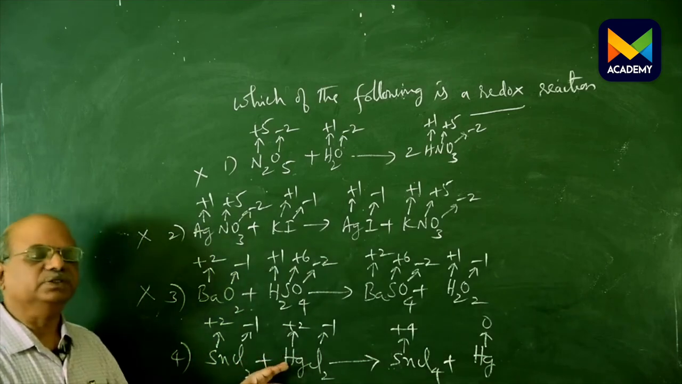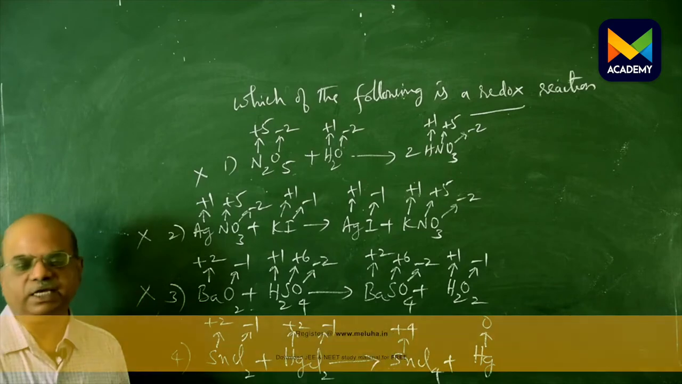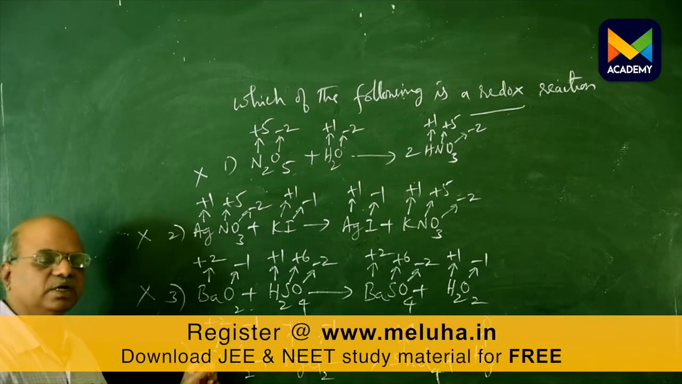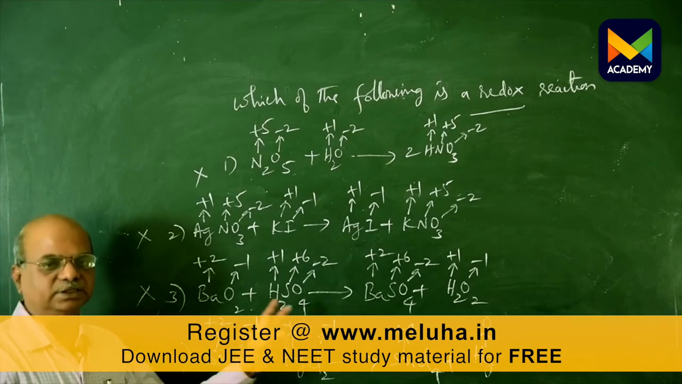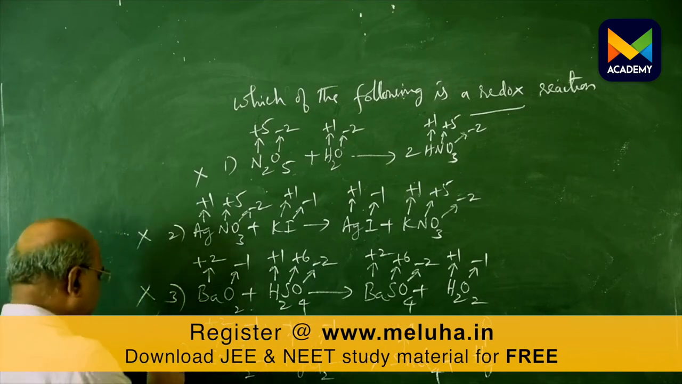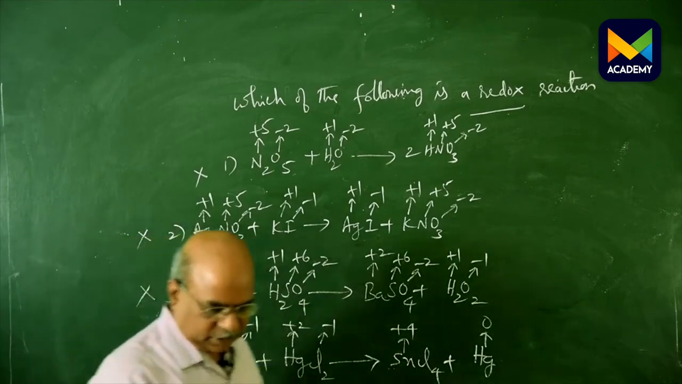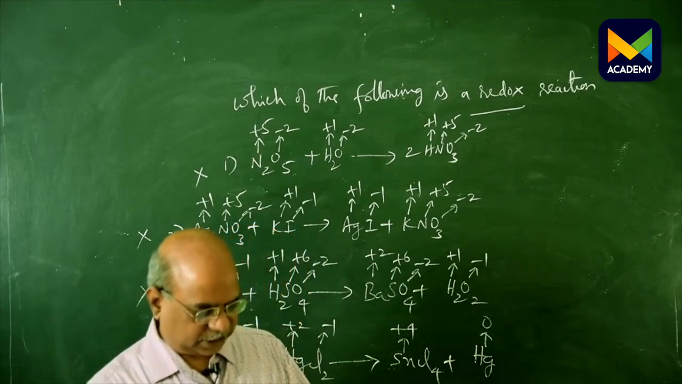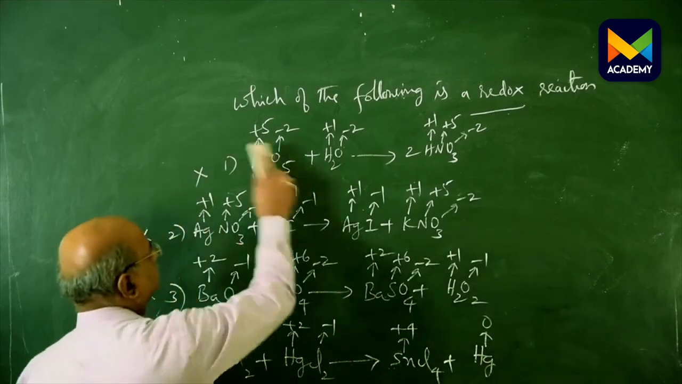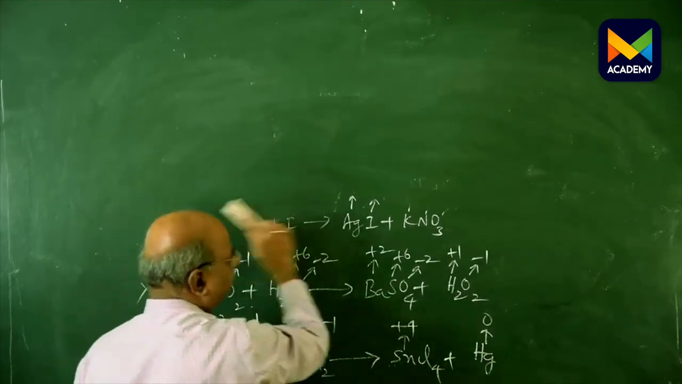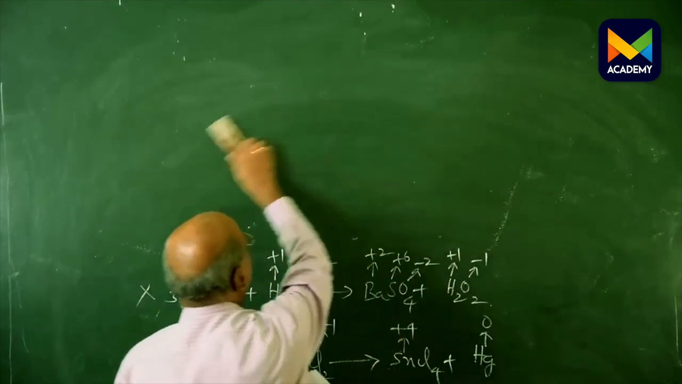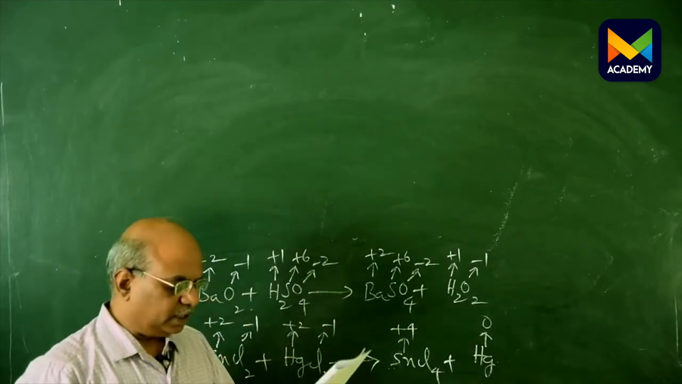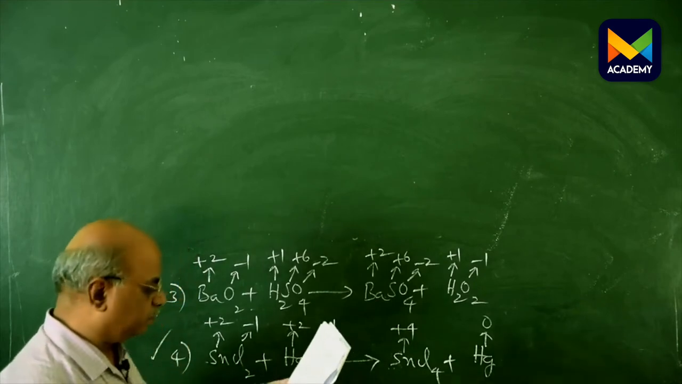Mercury chloride from plus 2 condition to 0. Therefore it is undergoing reduction and acting as oxidizing agent. Stannous chloride is undergoing oxidation, acting as reducing agent. So this is the right answer there. That is for the identification of a redox reaction there. Right. As many problems you practice, the better perfection you get. Therefore try to involve yourself in as many problems as possible for you.